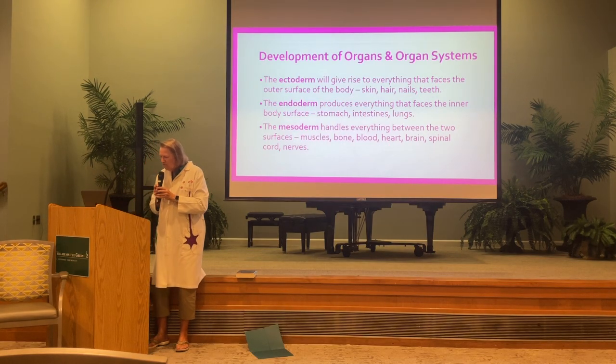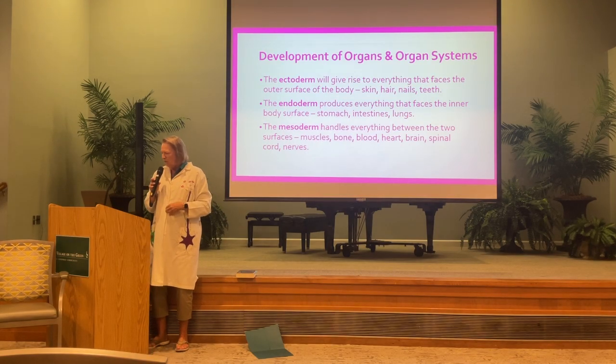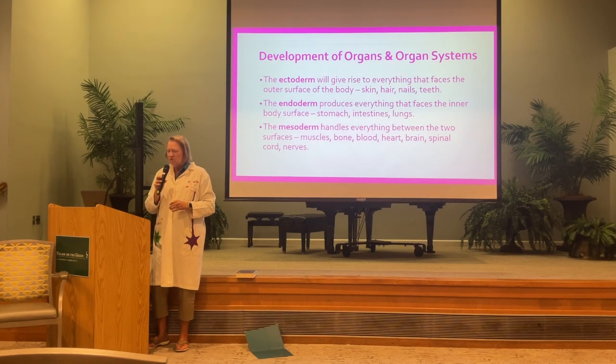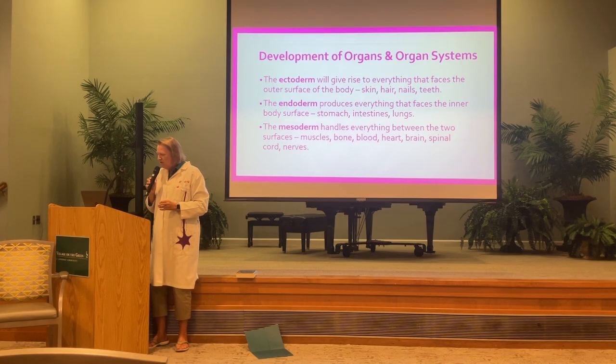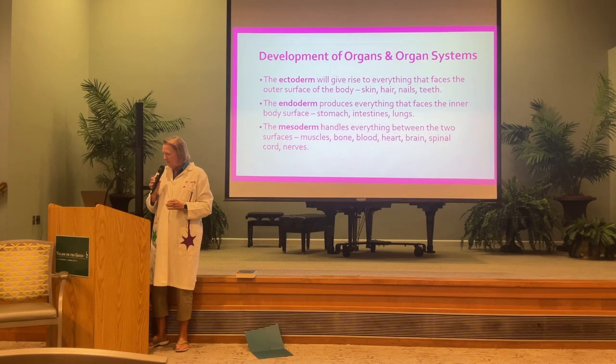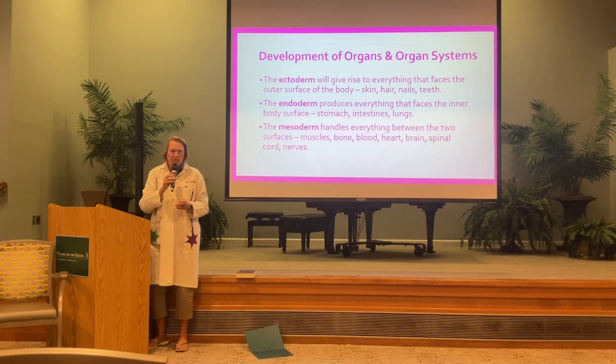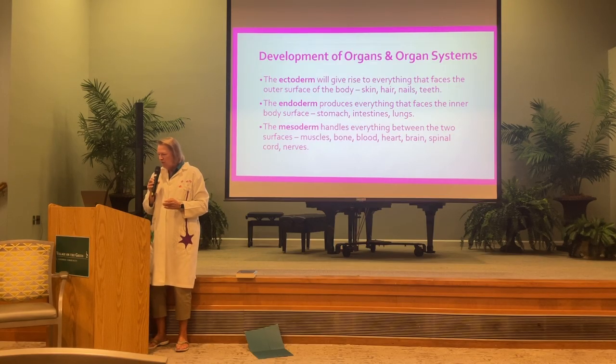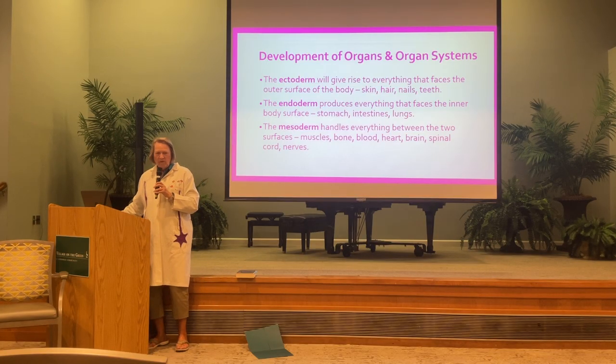The ectoderm gives rise to all of those structures that will face the outer surface of the body, like skin and hair and nails and teeth. And then the endoderm produces things that face the inner surface of the body, like the stomach and the lungs and the intestines, those kinds of things. And the mesoderm, which meso means middle, produces everything that is between those two surfaces. So the muscles, the bone, the blood, the brain, spinal cord, nerves, all of that comes from that level.